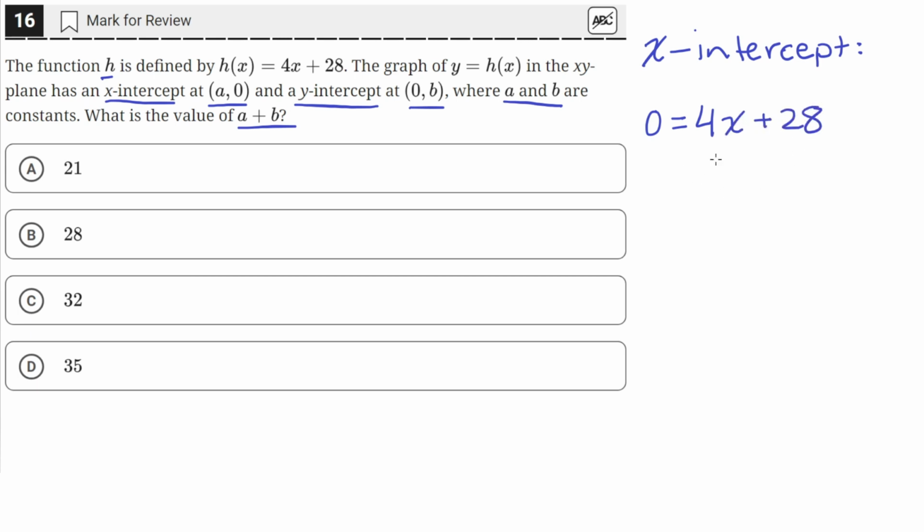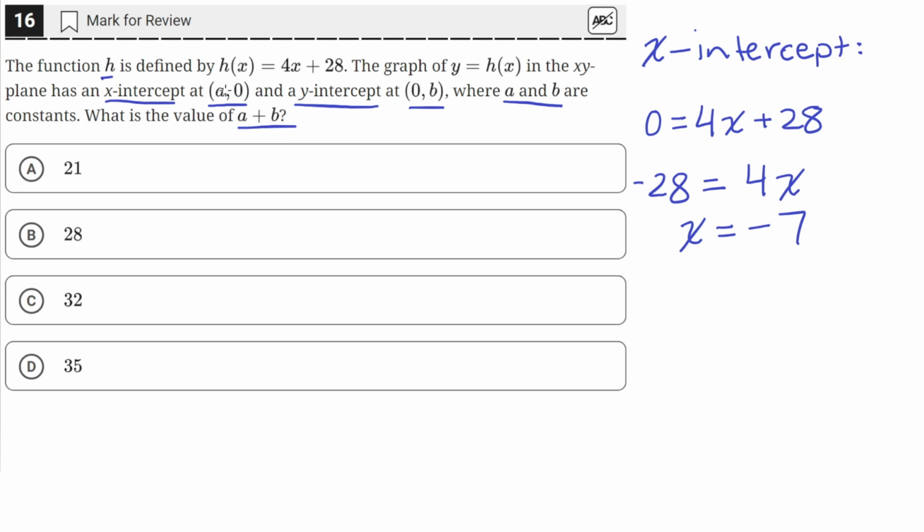So we'll be left with this equation here. Then we can isolate for 4x by moving the 28 to the other side. So we'll subtract 28 from both sides. So we'll be left with 4x equals negative 28. Then if we divide both sides by 4, we'll get that x is equal to negative 7.